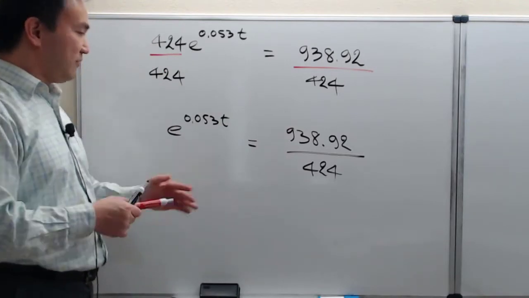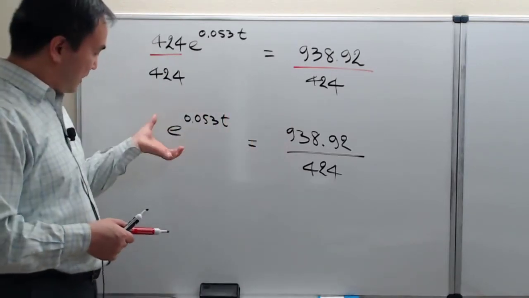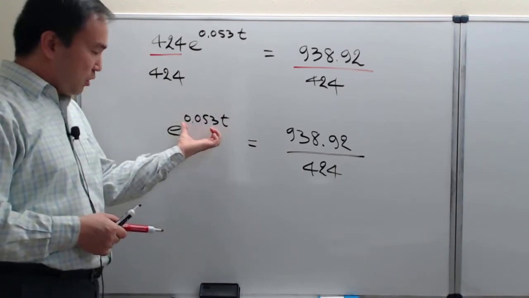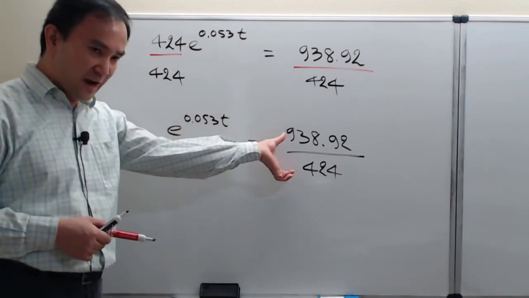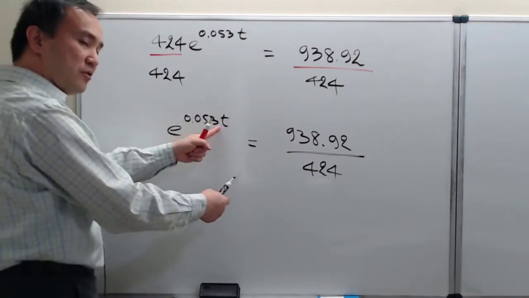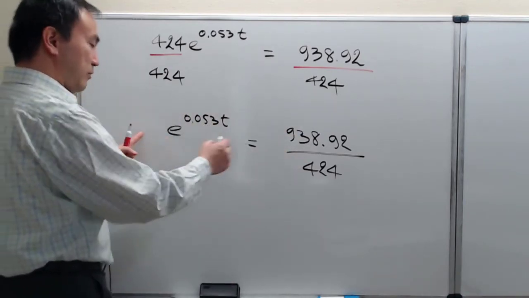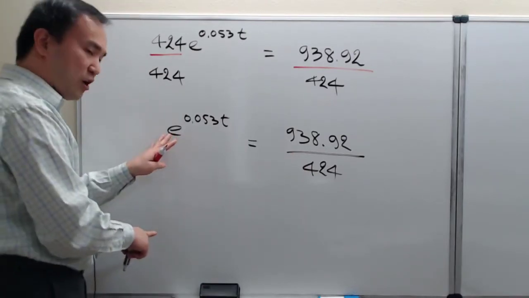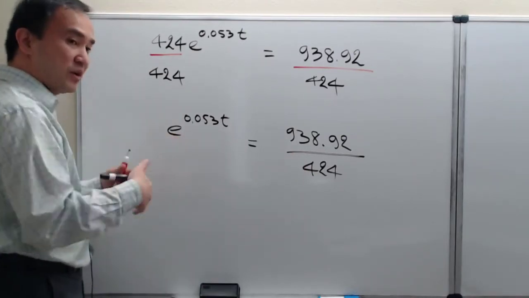Now we have an exponential function, e to some coefficient times t, equal to a value. To solve for t from this equation, we simply take the natural log of both sides. The reason for taking the natural log is that I have base e here, so it's a good choice of log.